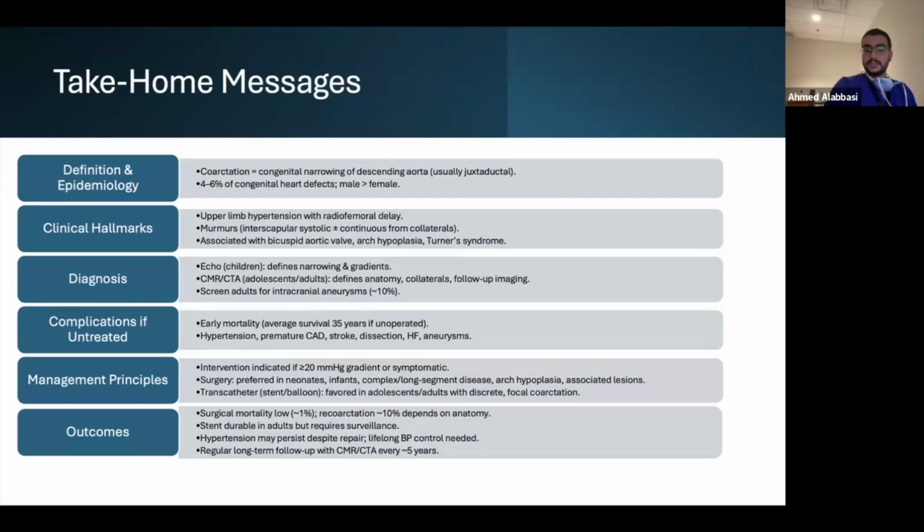Surgical mortality is low, but recoarctation occurs in up to 10%, depending on anatomy. Stent is durable in adults, but you do require surveillance with a CMR or CTA, usually every 5 years. You may have persistence of hypertension despite repair due to vascular changes and upregulation of your renin-angiotensin system and catecholamines. So usually lifelong blood pressure control is needed.